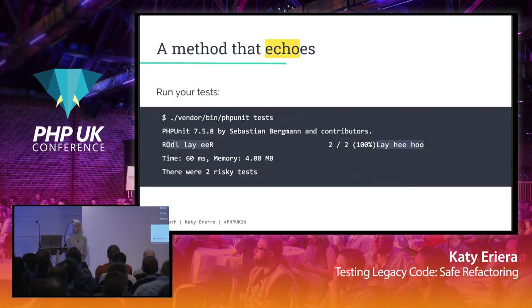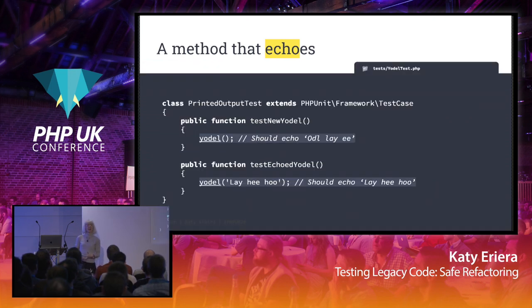Sounds great. We're going to run these tests, and something weird happens. The output is actually in our test runner. There's also another thing to note here, which is that it says there were two risky tests. Because if you notice in our example, we're not actually testing anything. We're just executing these methods. Nothing's actually being asserted. So that's why it's considered risky.